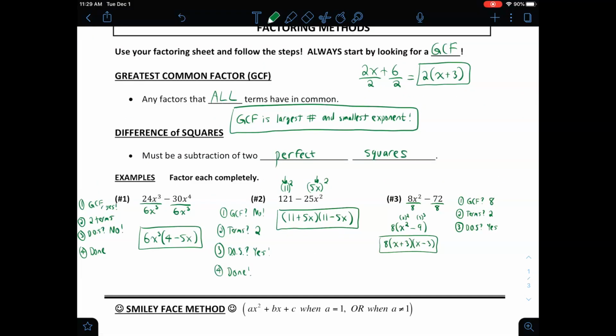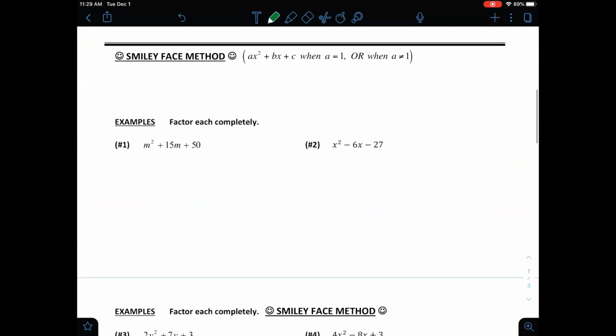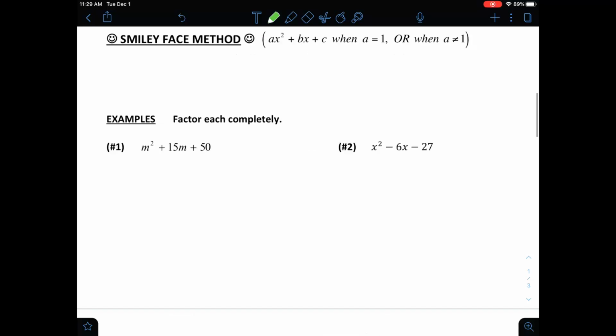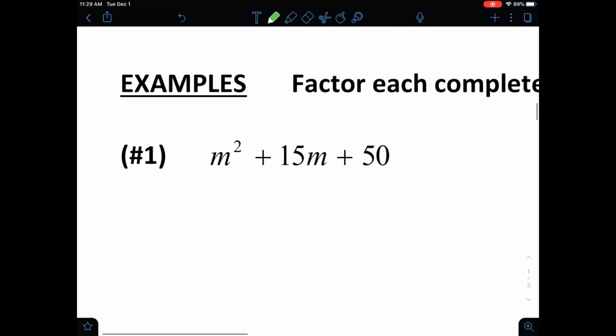Okay, so we're going to do these steps every single time on the left, or on these steps over here, every single time to get you in the habit of doing these problems very methodically, because they can be pretty overwhelming otherwise. All right, moving on, smiley face method. Okay, so this is when you have something like ax squared plus bx plus c, when a equals 1 or when a does not equal 1. So there's a lot of things to talk about here for these problems, okay?